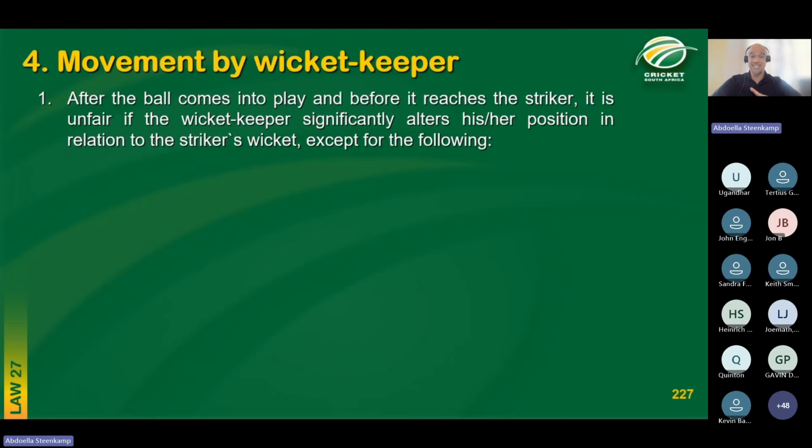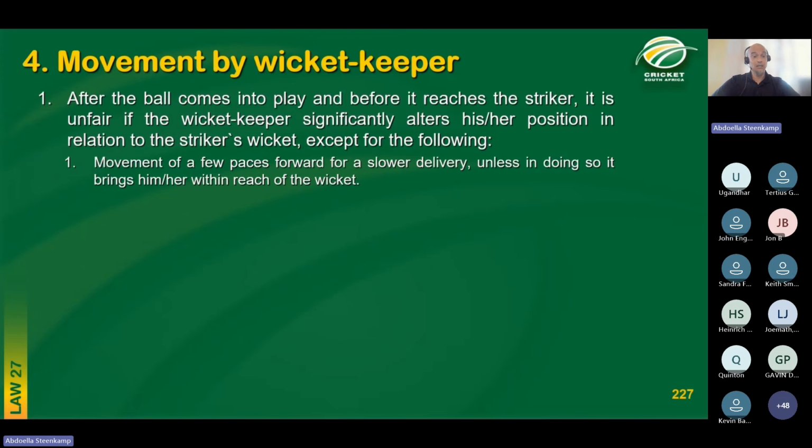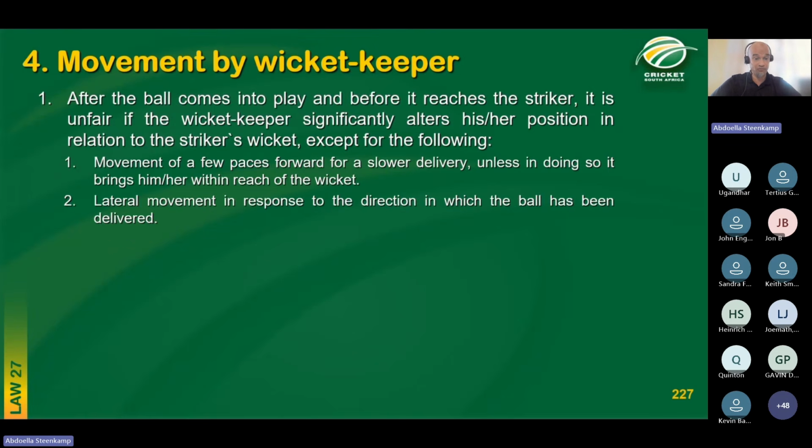The law sees this as unfair, except in the following instances. The keeper is allowed to move a few paces forward for slower delivery, but if moving a few paces forward brings the keeper within reach of the stumps, that is not allowed. You need to intervene. That is seen as unfair. We'll see later in the slide what the punishment is for unfair movement.